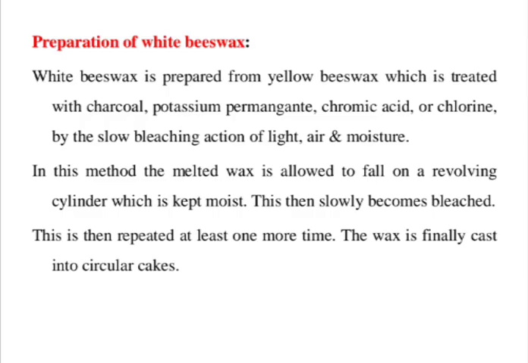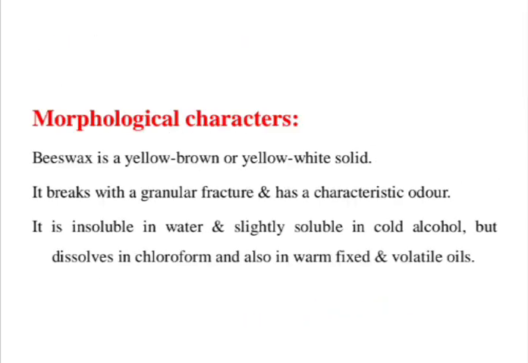Preparation of white beeswax. White beeswax is prepared from yellow beeswax, which is treated with charcoal, potassium permanganate, chromic acid, chlorine and by the slow bleaching action of light, air and moisture. In this method, the melted wax is allowed to fall on a revolving cylinder which is kept moist. Then it slowly becomes bleached. This is repeated at least once more. The wax is finally cast into circular cakes.